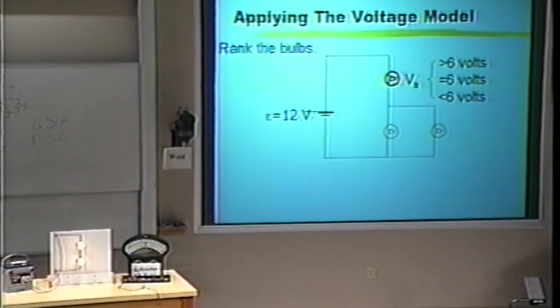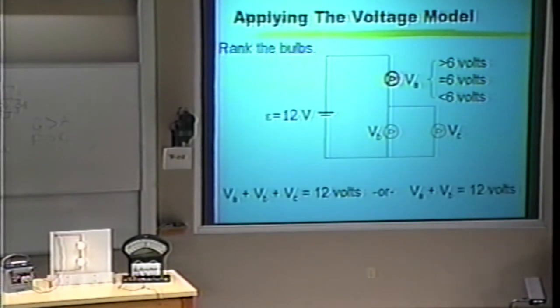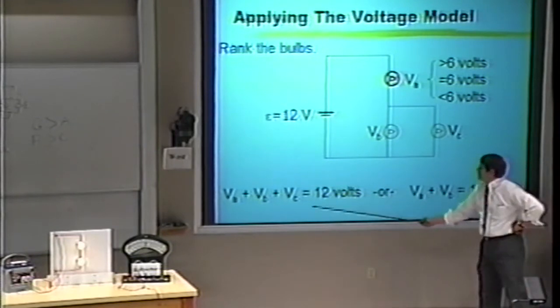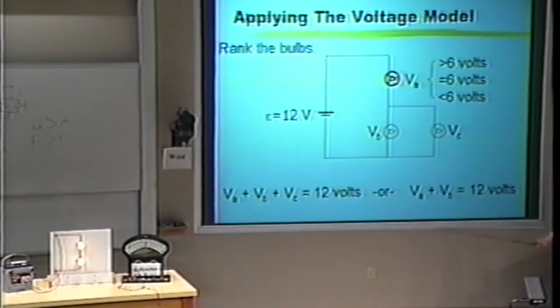What you are struggling with in your brains right now, the real issue you're wrestling with, is this one right here. If I call this voltage across A, voltage across B, and voltage across C, what exactly is it that adds up to 12 volts? Is it A plus B plus C, or is it just A plus B? Talk to your neighbor about that question.